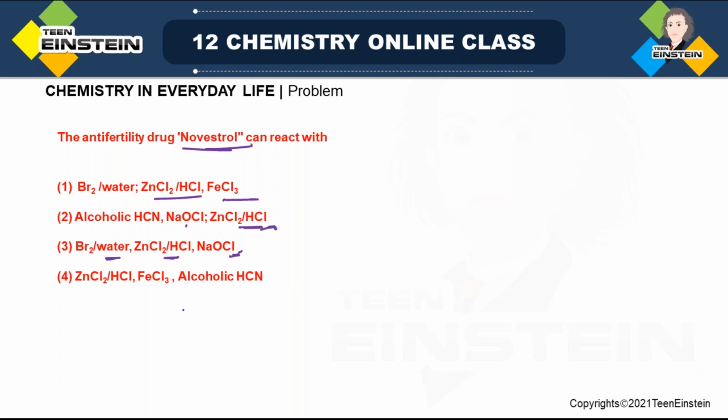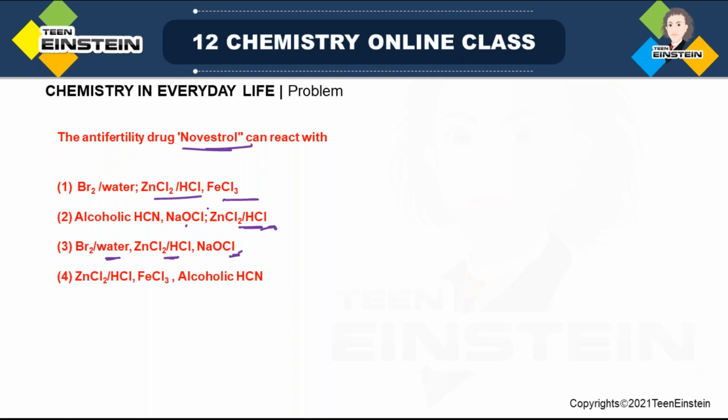Next, if we want to answer it properly, we have to know the structure of novesterol, because what type of groups are actually present in novesterol, if we know that fact properly, then only we can understand what type of reagent can actually react with novesterol. Fine, because when it is bromine water, basically it reacts with unsaturation, if there is any CC double bond or triple. When it is zinc chloride HCl, it is Lucas reagent which reacts with alcohol.